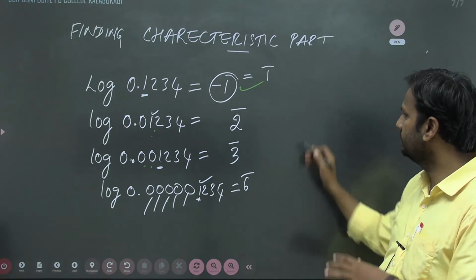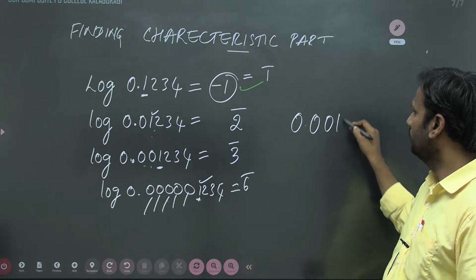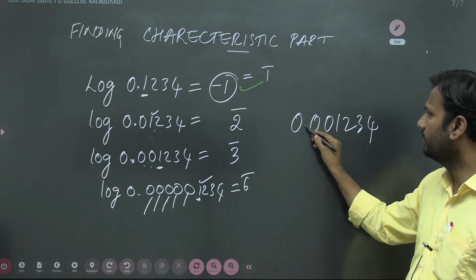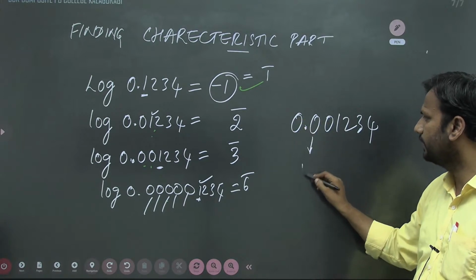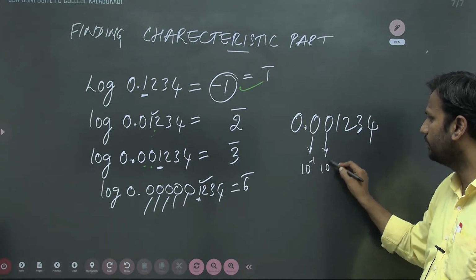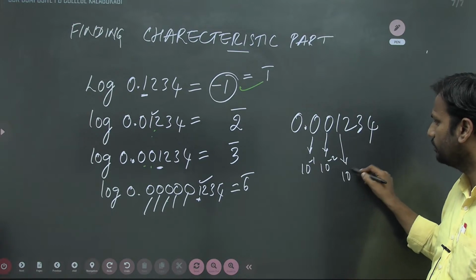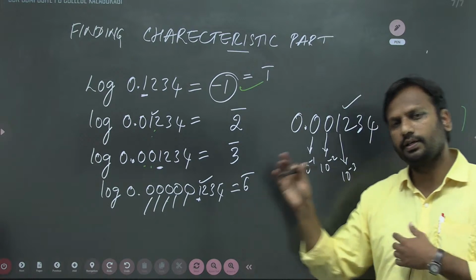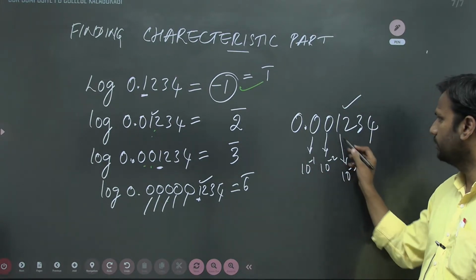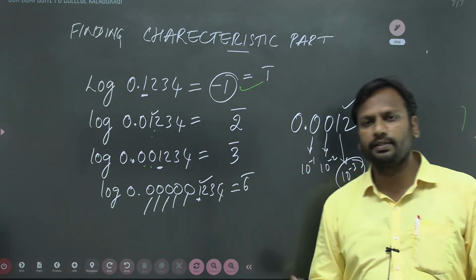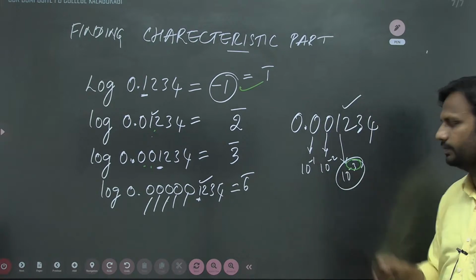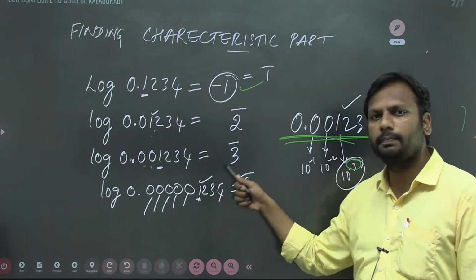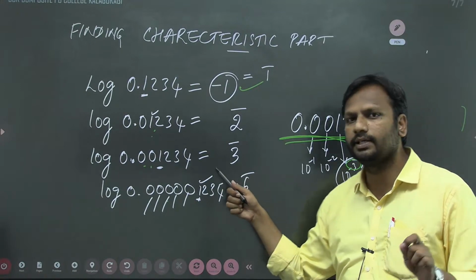Go for the next one here. This is the main reason. Right? 1, 2, 3, 4. After the decimal point, this position will be 10 raised to minus 1, this one 10 raised to minus 2, next, this one 10 raised to minus 3. We should look at the non-zero quantity after the decimal point and its position, which is 10 to the power minus 3. We take that exponent, minus 3. So the characteristic part of this value is minus 3, which we won't write; we express it as 3 bar.